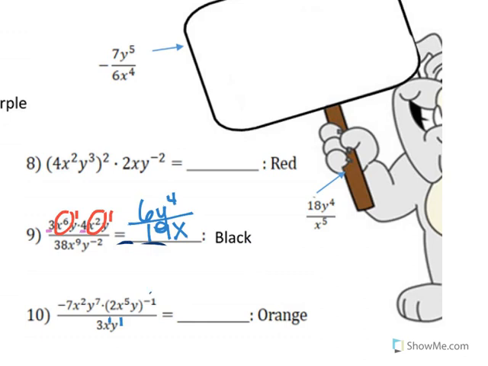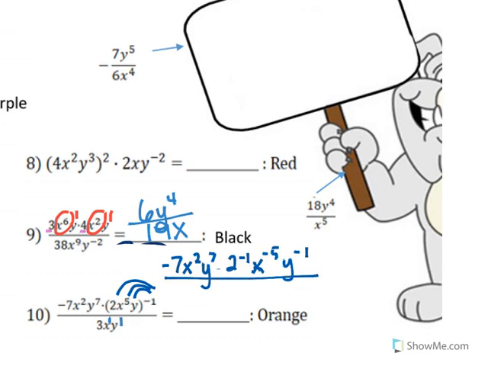Okay, so when we work this out, we're going to distribute the negative 1 to each of these. So we're going to end up with, and I'm going to write it up here, so I have more room. So negative 7x squared, y to the 7th, and then times 2 to the negative 1st power, x to the negative 5th power, and y to the negative 1st power, all over 3x to the 1st power, y to the 1st power. And those little ones are important because when you subtract, if you think those are zeros or you forget about them, you're not going to get the right exponent.